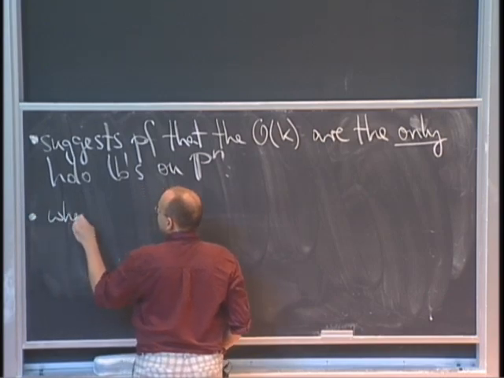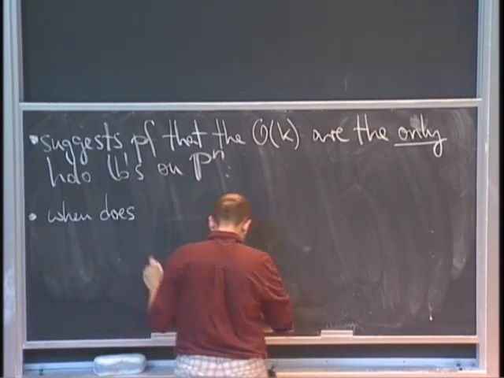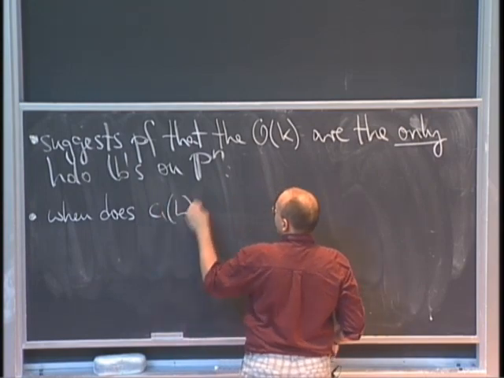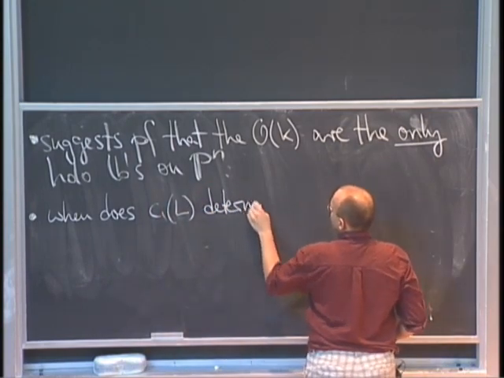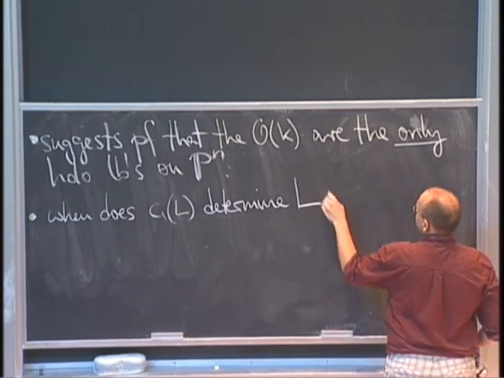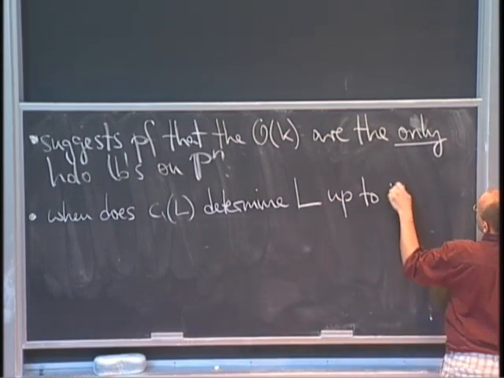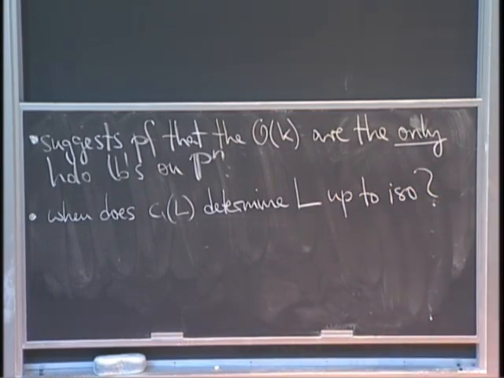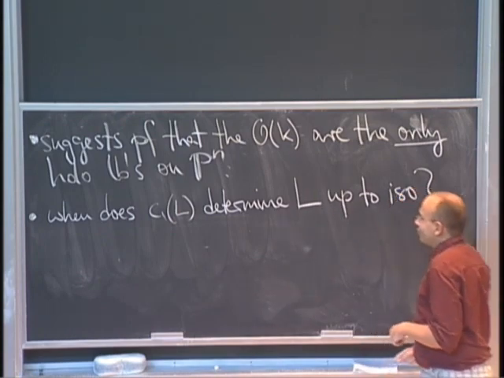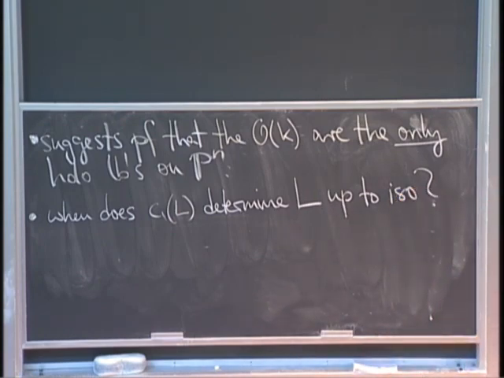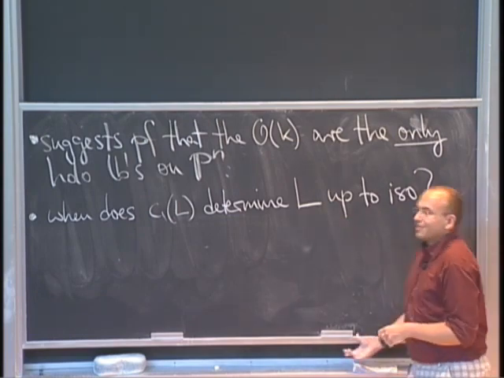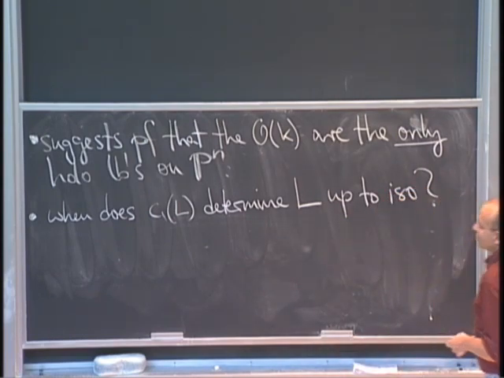So when does C1 determine L up to isomorphism? Well, I can't really prove this here, but there are many possible proofs. I can give you the idea and tell you what steps are needed. Some pretty standard steps.